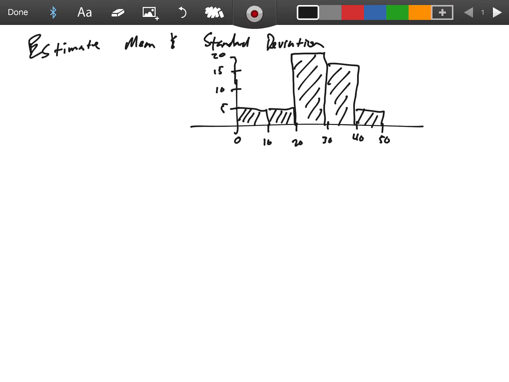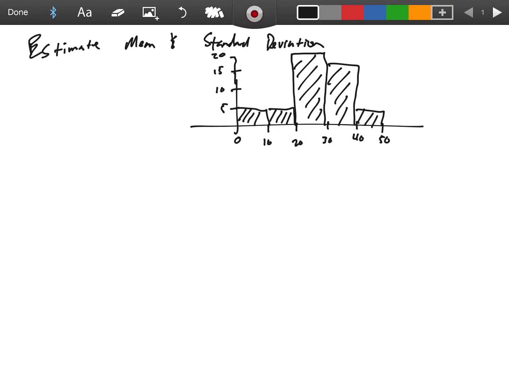All right, class. In this video, we are going to be looking at what it means to estimate the mean, and also what it means to estimate the standard deviation given just a histogram. The real difference here is that normally we would need the actual data to be able to calculate exactly what the mean is and exactly what the standard deviation is going to be from a case like this.